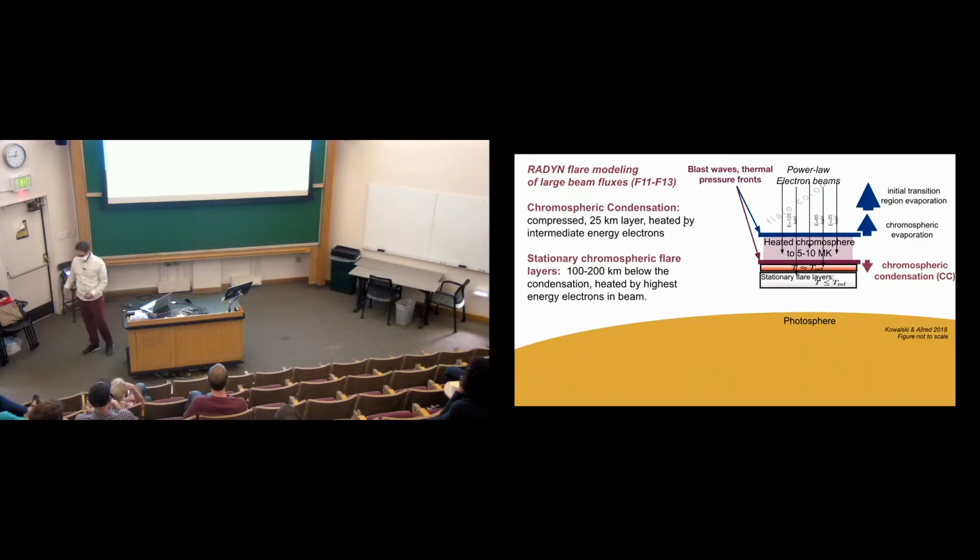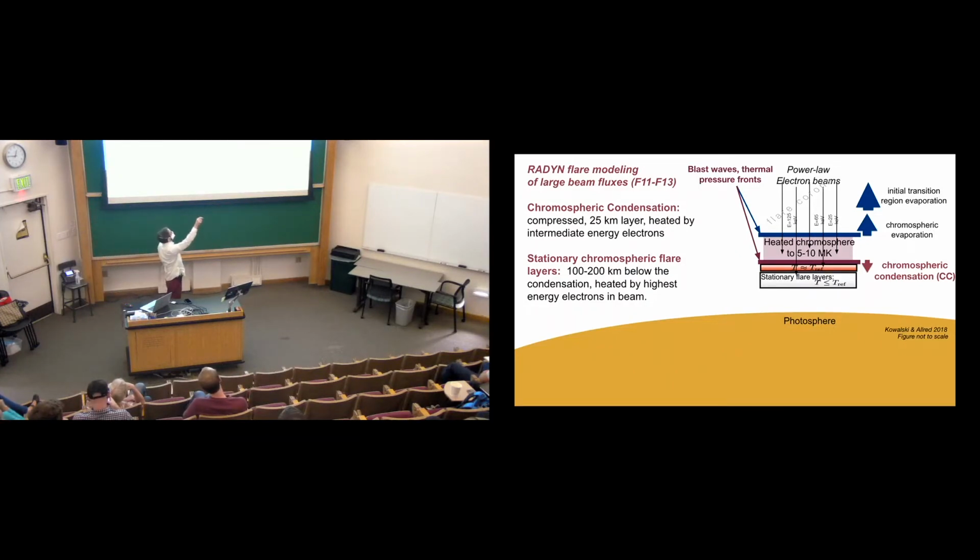So for a variety of high flux beam simulations, this cartoon summarizes those types of movies. What we have: an electron beam hits the chromosphere. The low energy electrons cause a thermal blast wave. Heats it to millions of degrees. You have a sharp thermal pressure gradient, which drives material up, the evaporation. Sharp thermal pressure gradient drives material down into this condensation. It's about 25 kilometers.